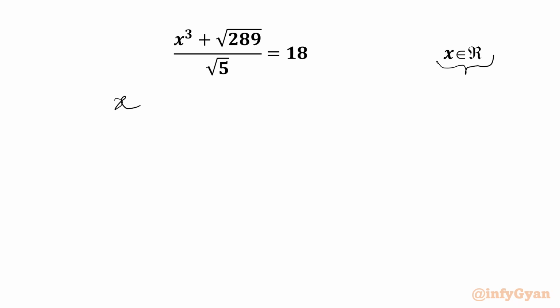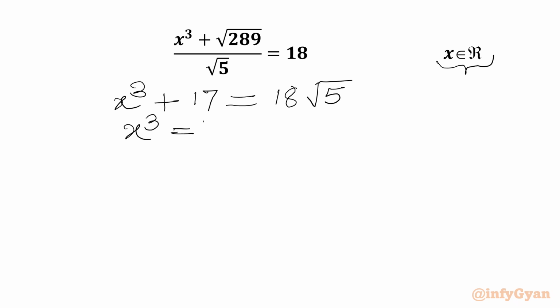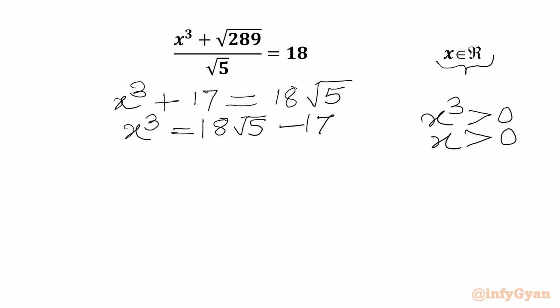So we will write x cube plus square root 289, this is equal to 17, equal to 18 square root 5. Or I can write x cube will be equal to 18 square root 5 minus 17. Now 18 square root 5 is greater than 17. So I can write x cube is greater than 0. So we can write x must be positive for real x.